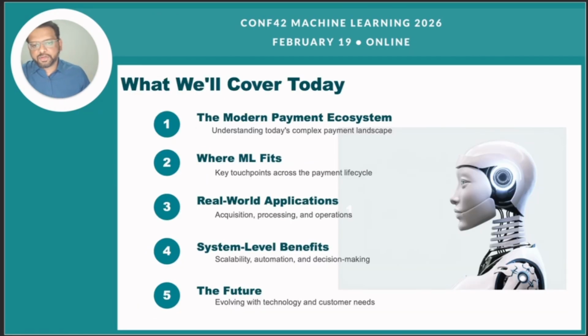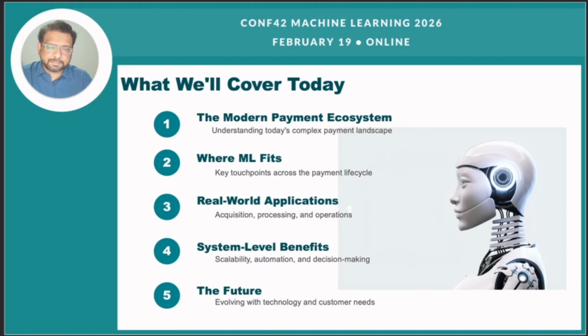So what essentially are we going to cover today? Here's the agenda. We'll be understanding what a modern payment system and a modern payment ecosystem are, and their inherent complexities. Then we are going to explore how machine learning fits into the ecosystem, the specific touch points across different payment life cycles, and where machine learning makes a difference. We'll also look at some real-world examples in key areas like merchant acquisition, transaction processing, and operational decision making. These are not just hypothetical scenarios. They are based on actual implementations that we have seen in production environments.